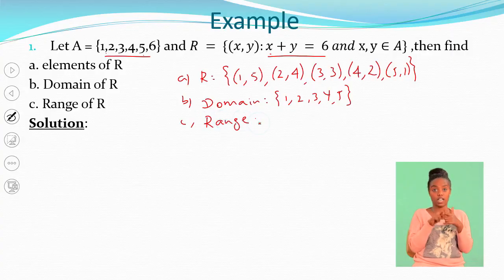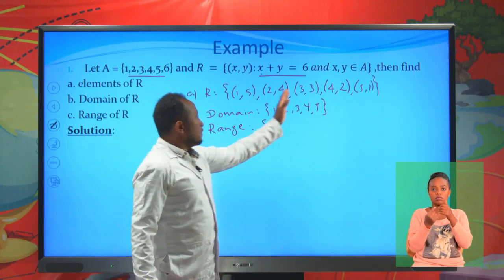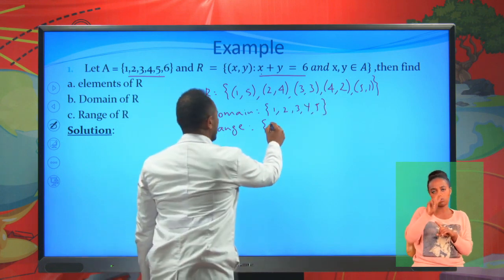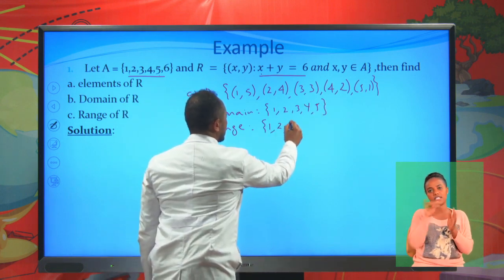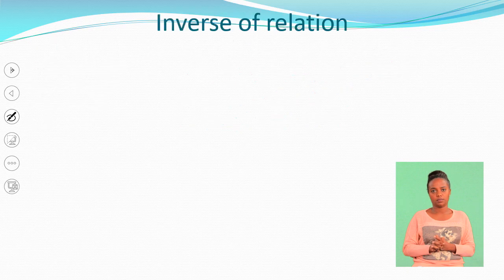The range of R will be the set of second ordered pair elements: 5, 4, 3, 2, 1. That means it is 1, 2, 3, 4, and 5. Therefore, the range is also 1, 2, 3, 4, and 5. This is it. Okay. Now let's continue to the inverse of a relation.